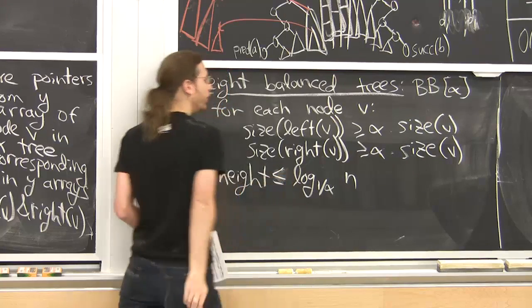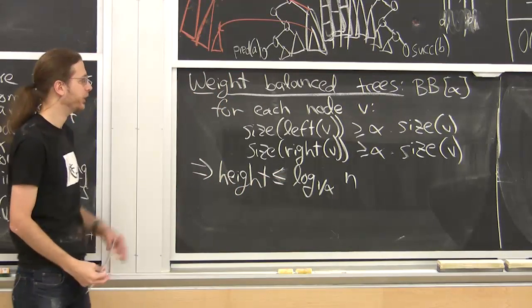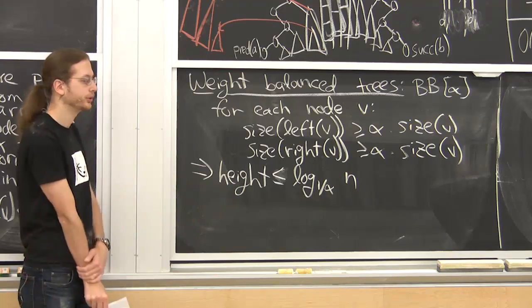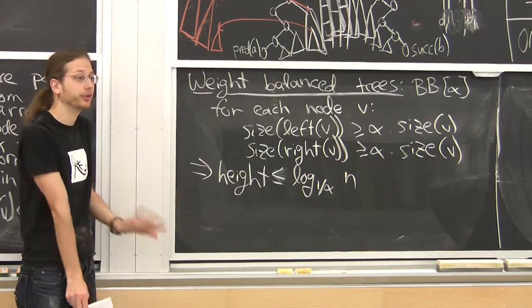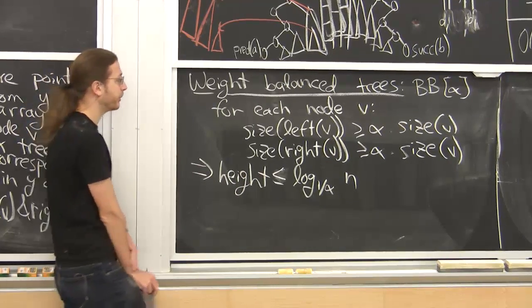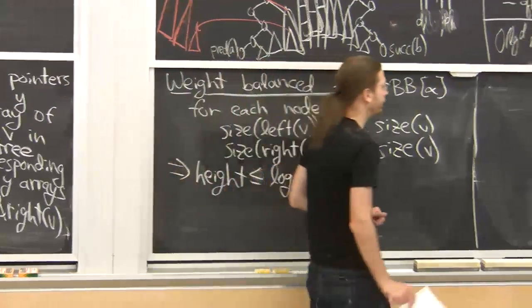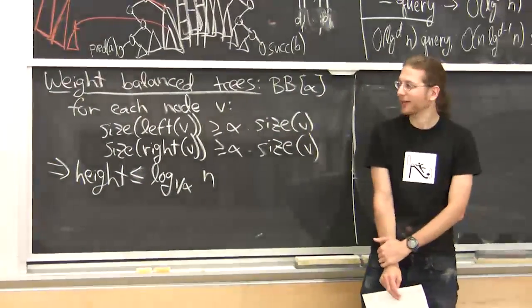So this is really a stronger property than height balance. It implies that your heights are good, so it implies the heights of the left and the right subtree are not too far from each other. But it's a lot stronger. It lets you do updates lickety fast, basically.